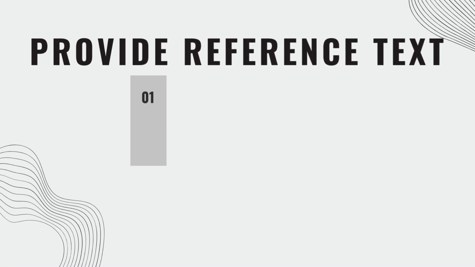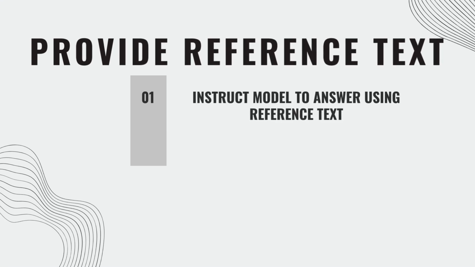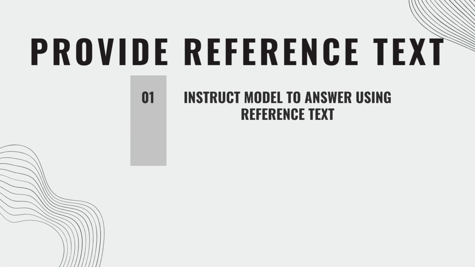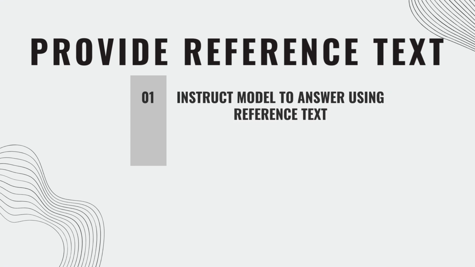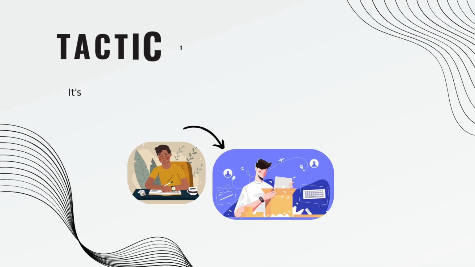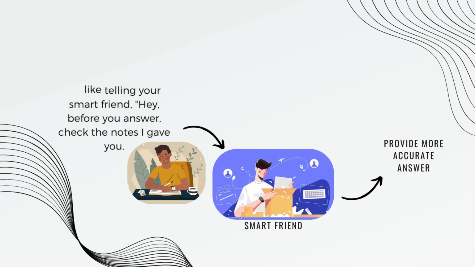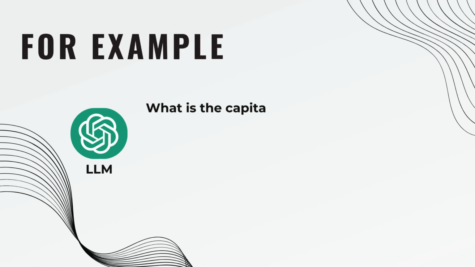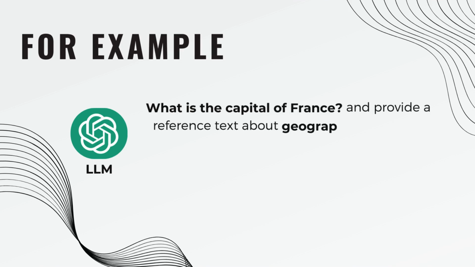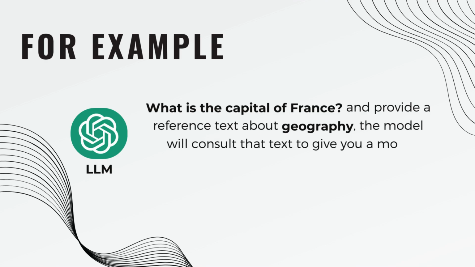First, instruct the model to answer using a reference text. This means telling the computer to look at a specific source of information, like a book or article, before answering. It's like telling your smart friend, hey, before you answer, check the notes I gave you. For example, if you ask the model what is the capital of France and provide a reference text about geography, the model will consult that text and give you a more accurate answer.